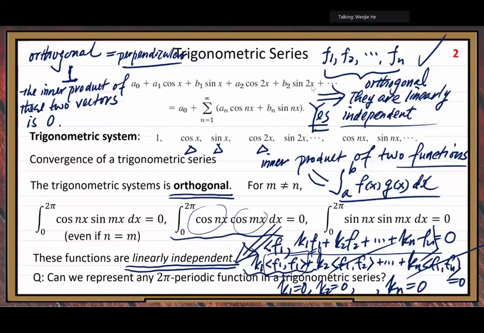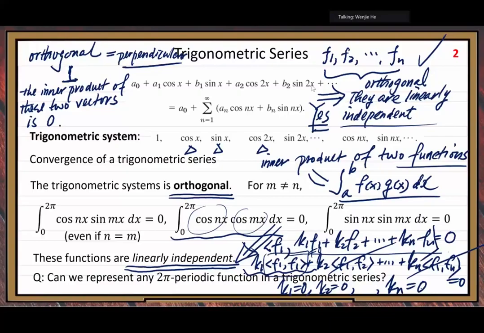Okay? Then, if we have this nice property, the immediate consequence is that we do not need to use the Wronskian to check linear independence, right? We can use the inner product to help us check linear independence or not. Is it better than the Wronskian? It's better than the Wronskian, right?